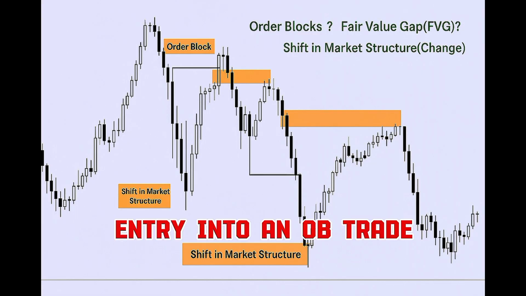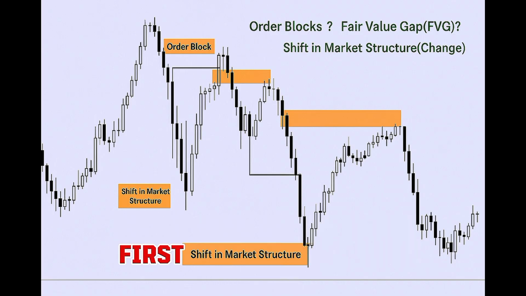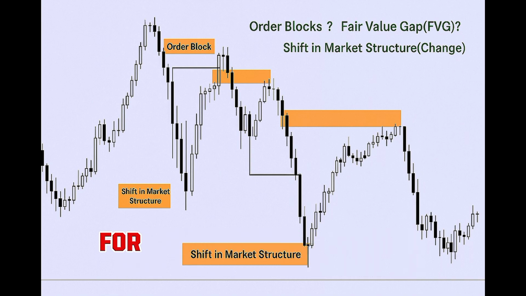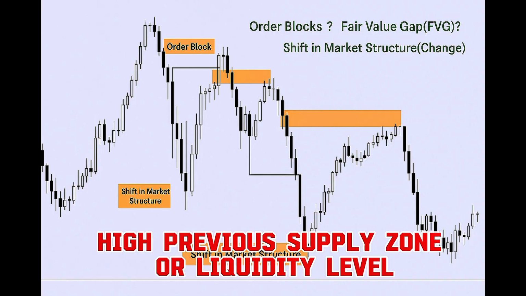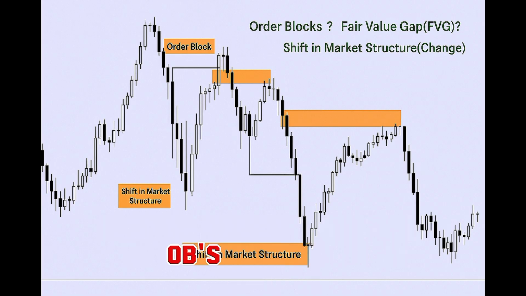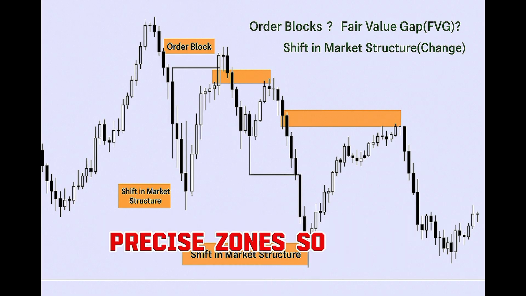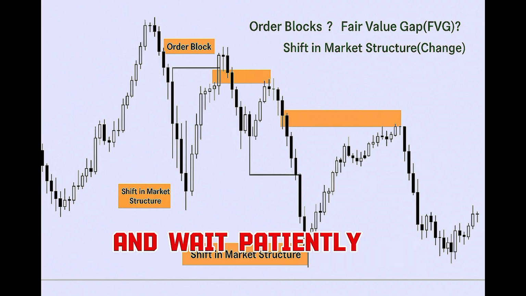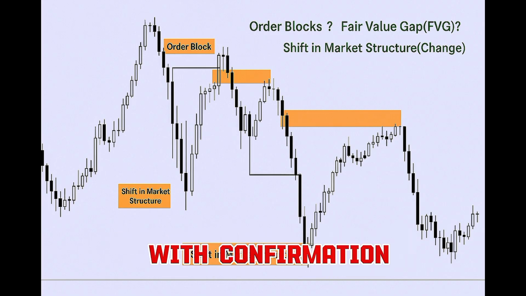Entry into an OB trade should be planned with precision. First, mark the OB zone. Set your entry slightly inside the OB, not exactly at the top or bottom. Place your stop loss a few pips beyond the OB to avoid getting wicked out. For your target, look for the next swing high, previous supply zone, or liquidity level. Always ensure your risk-to-reward ratio is at least 1.2. OBs give small, precise zones, so even a tight stop loss works. Avoid revenge trading and wait patiently for clean OB reactions with confirmation.